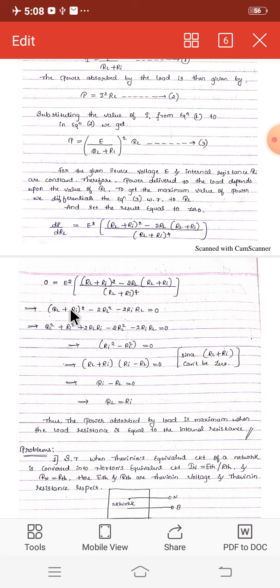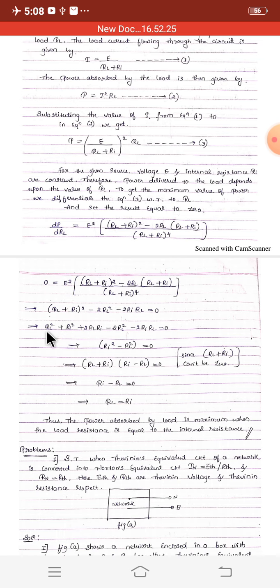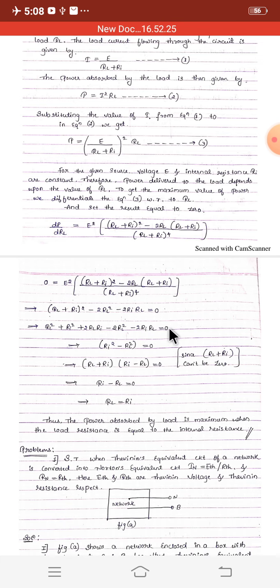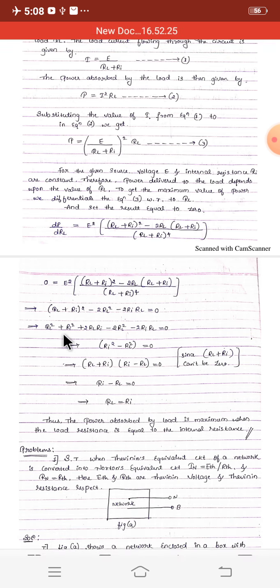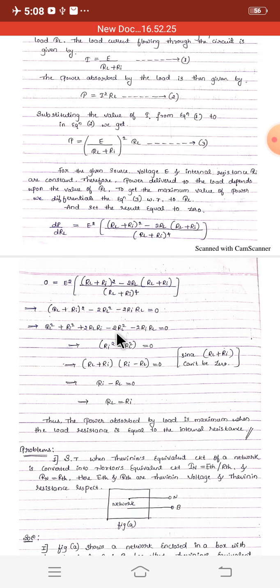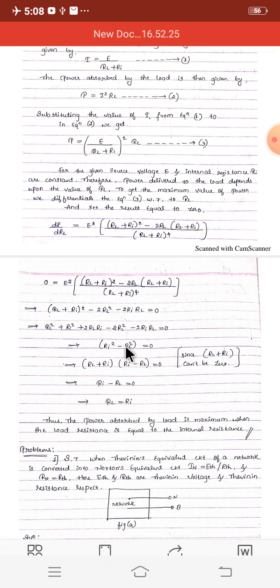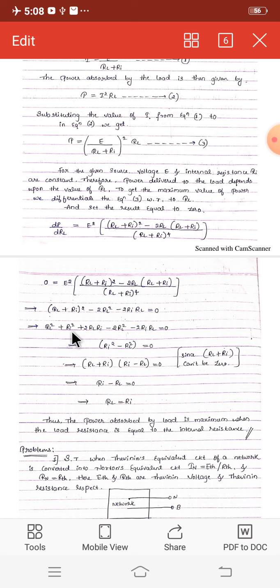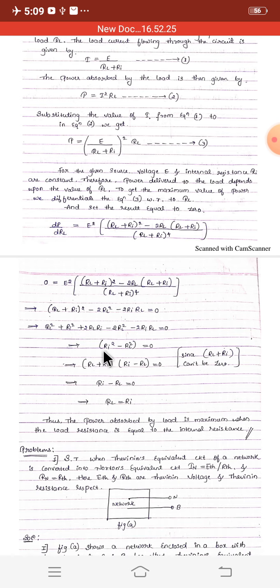Now apply the formula (a + b)². RL² + Ri² + 2RL Ri − 2RL² − 2Ri RL equals 0. This means what here? Here RL² is there, here minus 2RL² is there, so that becomes minus RL². The 2RL Ri and 2RL Ri get cancelled. Ri² is there, so this is Ri².